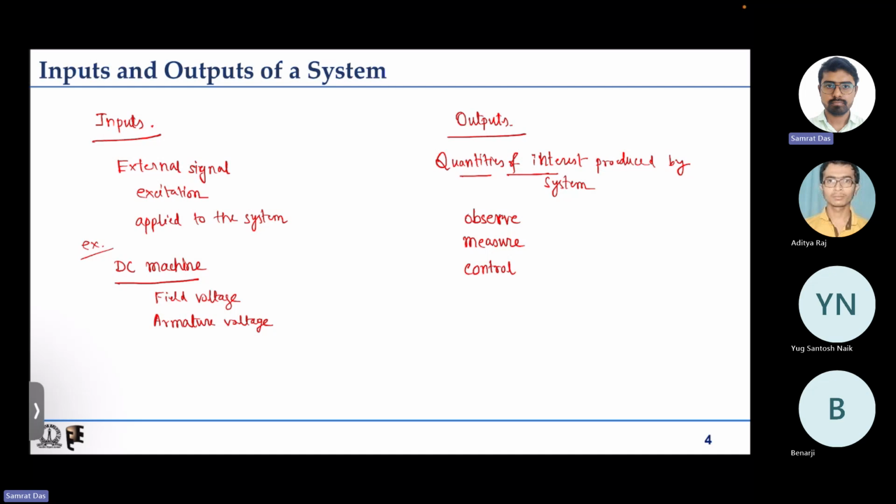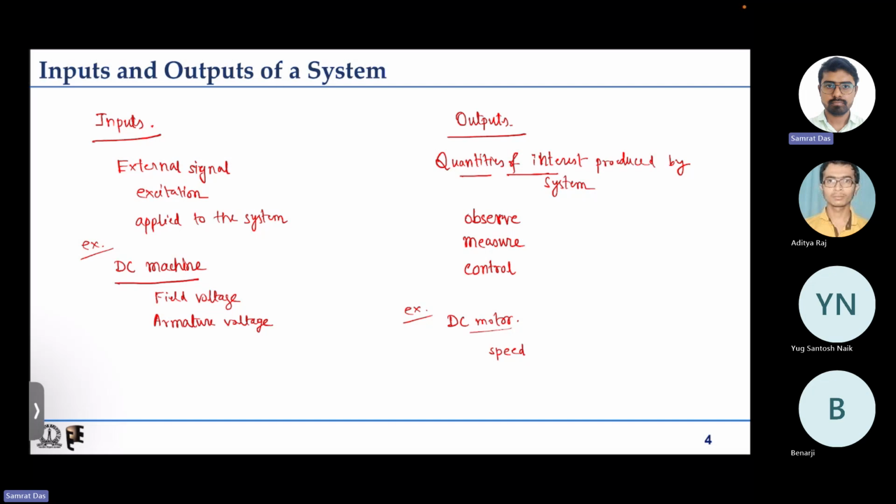So what are the outputs? Outputs are quantities of interest which are produced by the system, which we can observe, we can measure, and we want to control. So for a DC machine, for example, for a DC motor more specifically, as I have discussed, this is the speed.